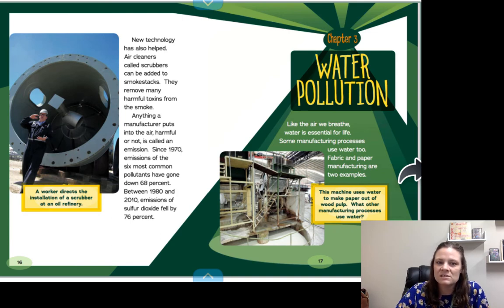New technology has also helped. Air cleaners called scrubbers can be added to smokestacks. They remove many harmful toxins from the smoke. Anything a manufacturer puts into the air, harmful or not, is called an emission. Since 1970, emissions of the 6 most common pollutants have gone down 68%. Between 1980 and 2010, emissions of sulfur dioxide fell by 76%. A worker directs the installation of a scrubber at an oil refinery.